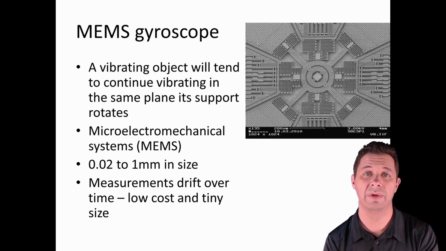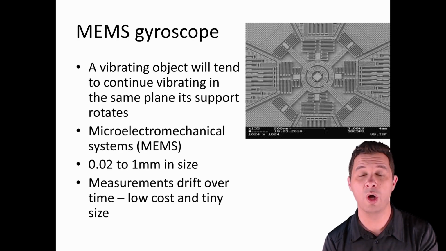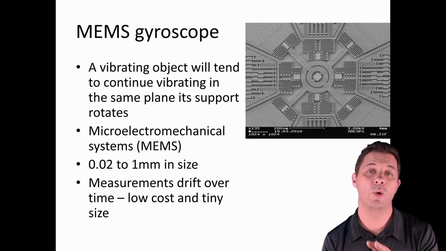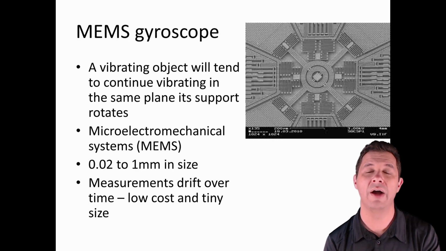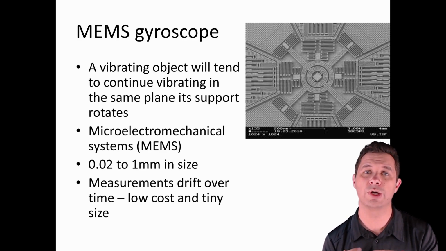Having said that, they're relatively low cost and tiny and much more cost effective than, for example, a laser ring gyroscope, which is much more accurate, but also super expensive.